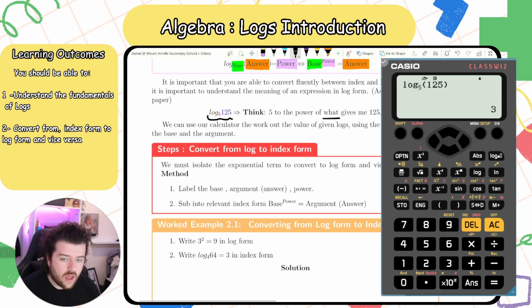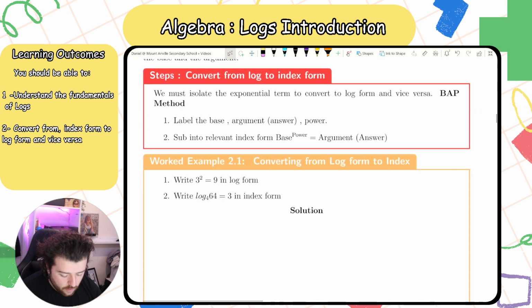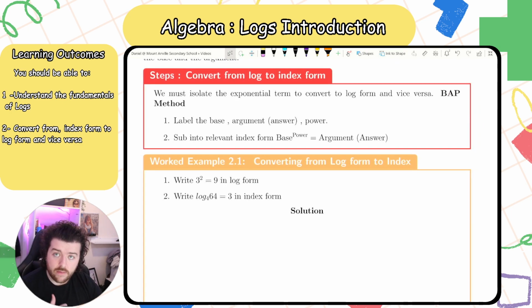So let's look at some questions here. To convert from log to index form, we must isolate the exponential term on its own. We need to make sure we have the exponential term on its own on the left hand side, so nothing else. It has to be a to the x equals y, with no coefficients. Then we label the base, the argument or answer, and the power, and then we sub it into the relevant index form: base to the power equals the argument, the answer.